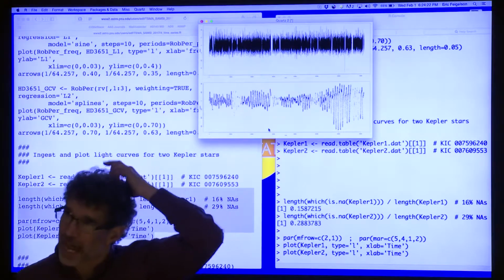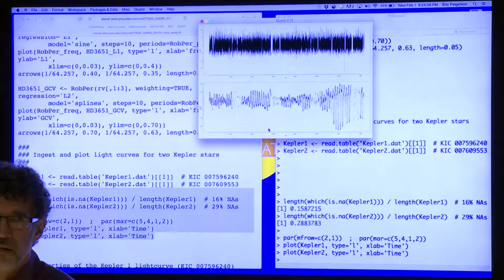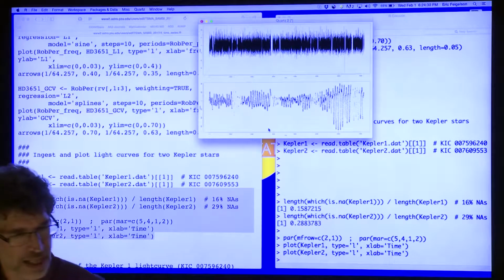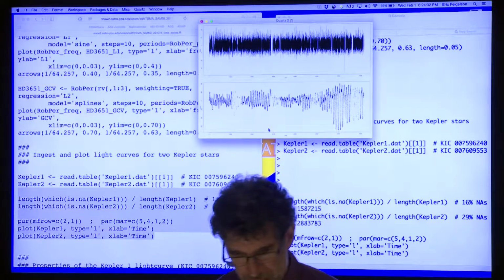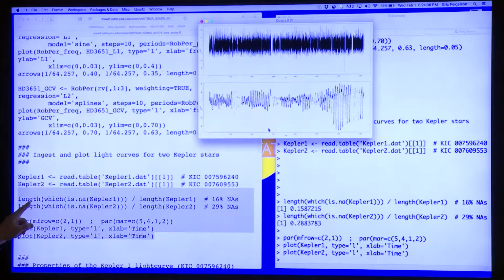The gaps are not bad. It's about 15% of the timestamps have not available in this data set. So it's not that bad. Here it is. I did that. What's the length? Here's a little bit of R. Okay, I got to read this backwards.